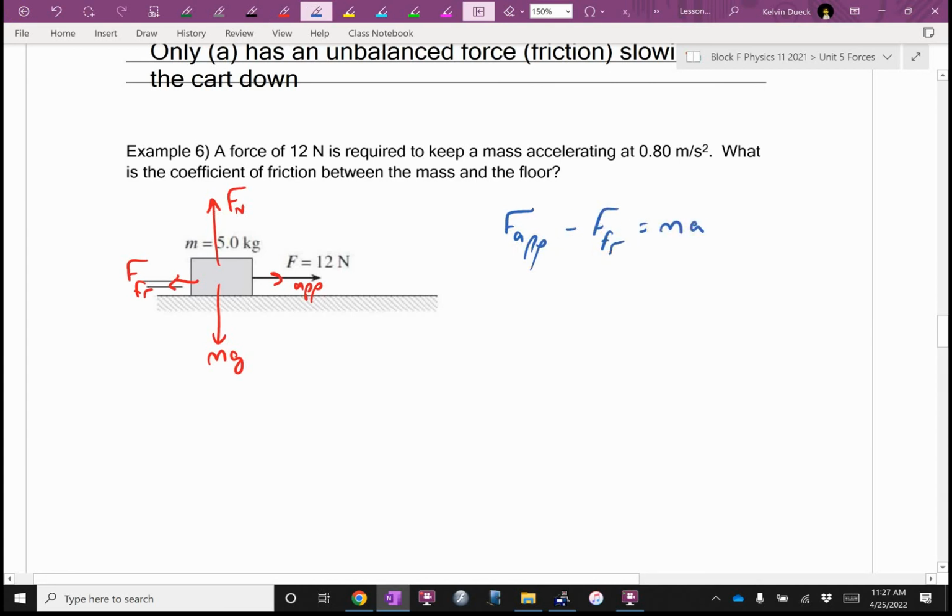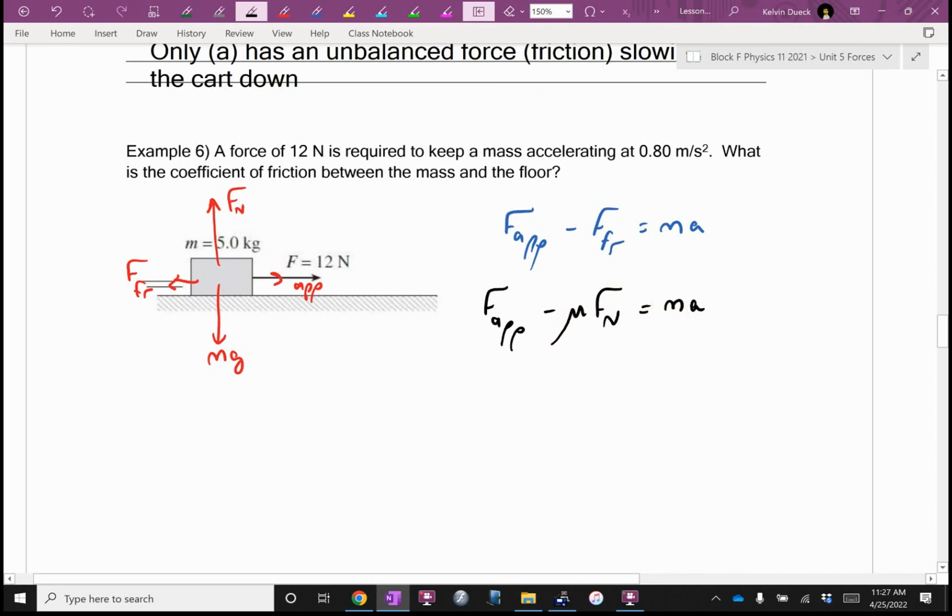Now, I often see kids panic here because they say, Mr. Dewick, this wants me to find mu, the coefficient of friction, and there isn't one yet. Wait a minute. Aiden, friction is what times what? So my next line, I would go F applied minus mu times the normal force. That equals ma.